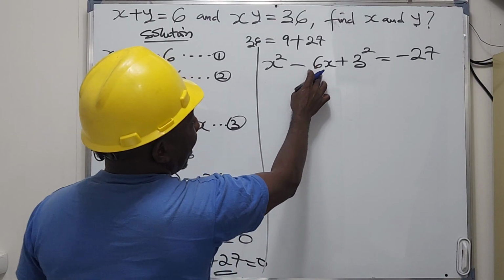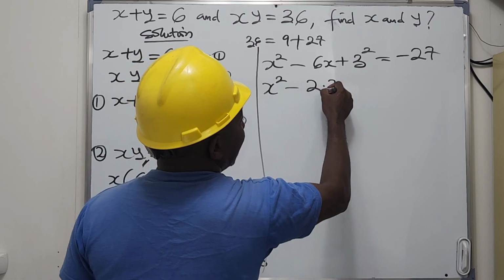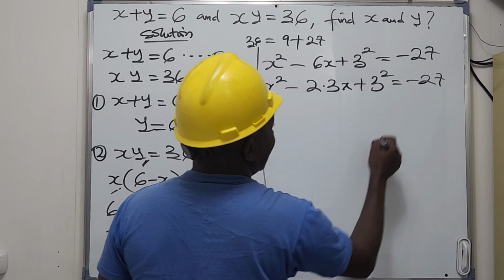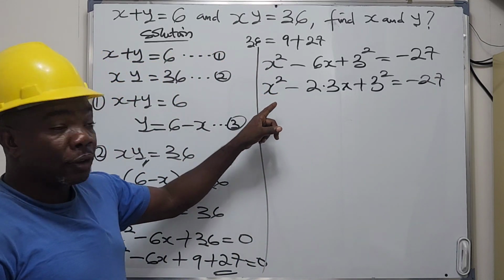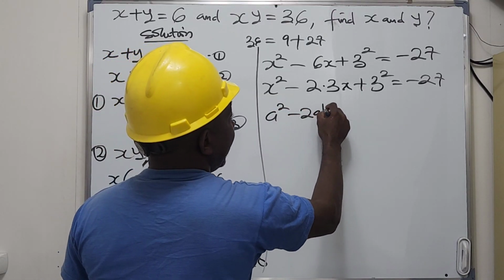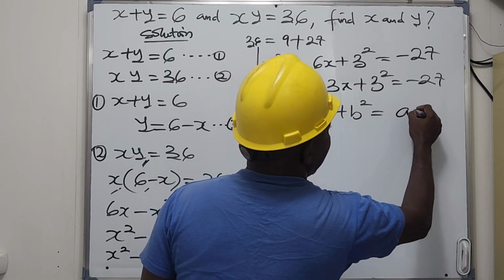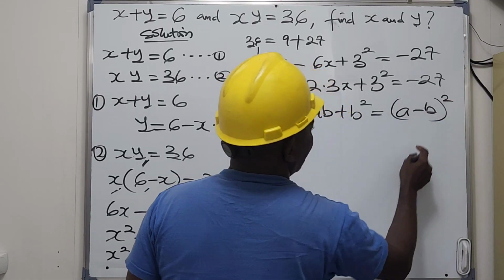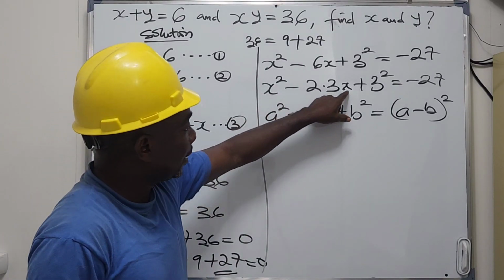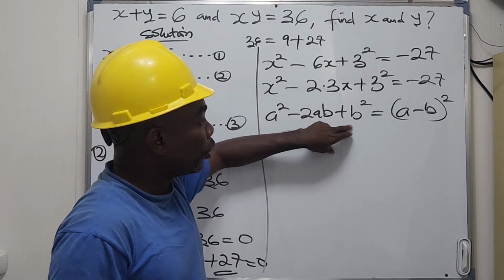Further simplification, we can rewrite this as x to the power of 2 minus 2 times 3 times x plus 3 to the power of 2 equals minus 27. So here, you can look at this closely. It is in the form a to the power of 2 minus 2ab plus b to the power of 2, which is equal to (a minus b) all to the power of 2. If you expand this, this is what we are going to get. So this is in this format.